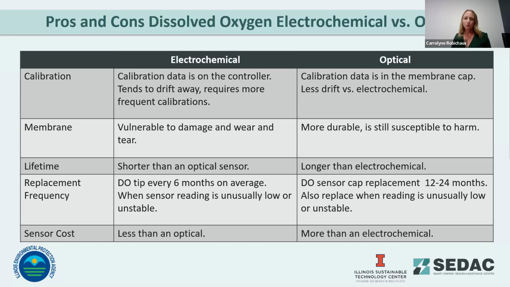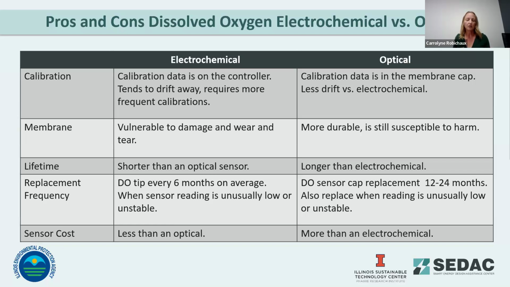Electrochemical probes do tend to drift. They're not as accurate. That's why the industry went to optical, with more frequent calibrations. The membrane caps themselves for optical probes are more durable. They don't get ripped through. It's actually the membrane tip itself that's getting ripped through over time or degrading. So lifetime, again, electrochemical is less than an optical sensor.